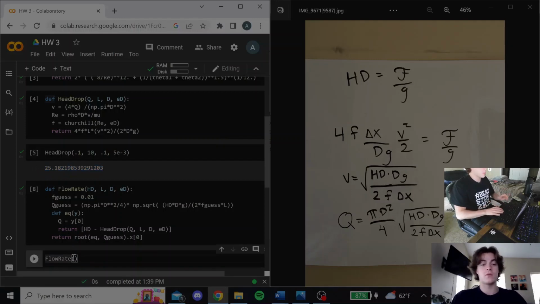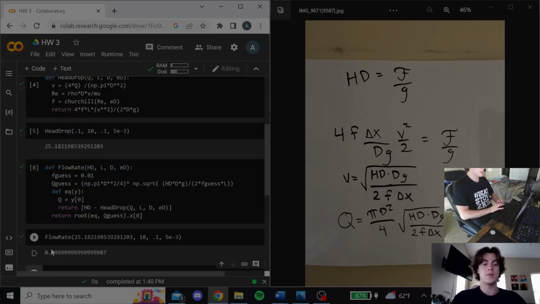And if our flow rate works properly, we should get the given 0.1 or something very close. So then what's left is just the parameters of the pipe. And so the length is still 10 meters. Our diameter is 0.1 meters. And then we'll use the same surface roughness. So we go ahead and run this, and we get a value that is extremely close to 0.01.